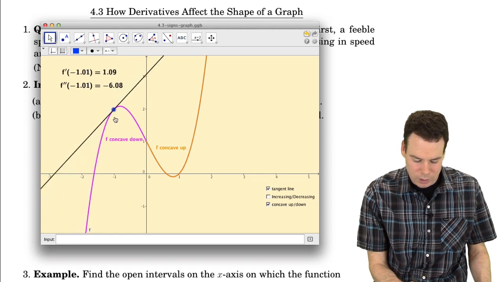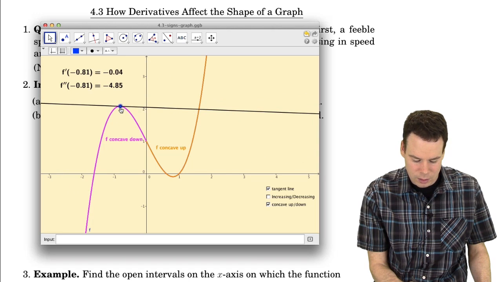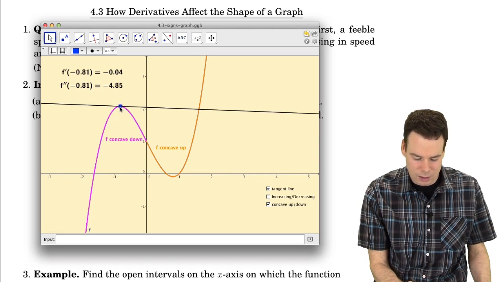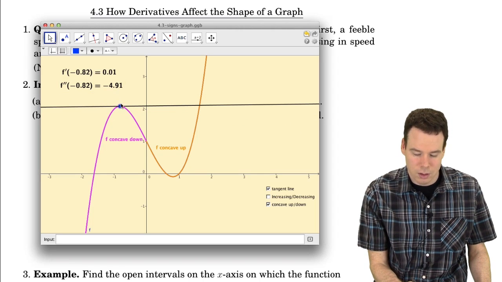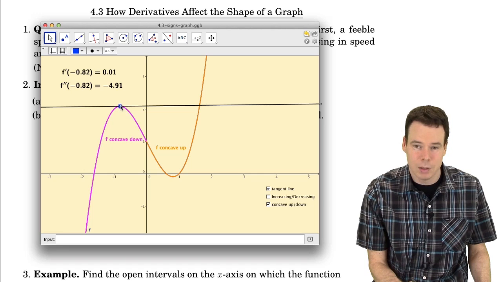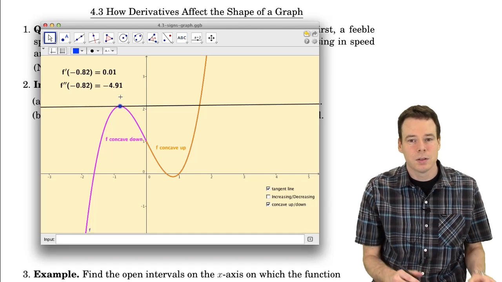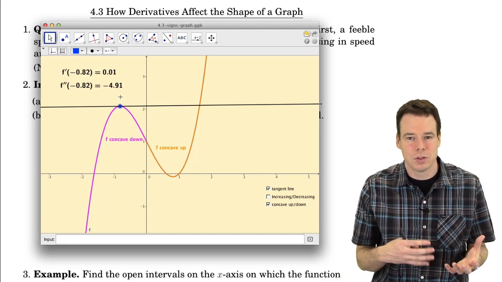So if I look at this point here, that critical number, and I compute its second derivative, I see that it's negative. So it's a negative value. So it must be on a concave down portion. So it had to have been the maximum. So that should be a local max. So that's how we could use the second derivative to test a critical point for local extrema.